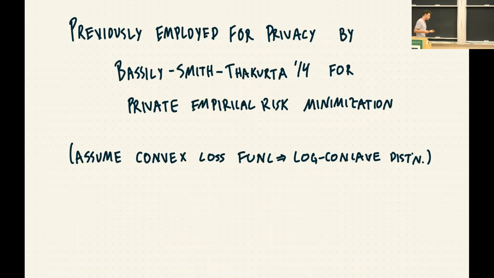So this idea, I want to be clear, is not totally new to privacy. This was previously employed in at least one highly cited paper by Bassily, Smith, and Thakurta almost 10 years ago for doing private empirical risk minimization. But in their setting, they basically were doing empirical risk minimization over convex hypothesis classes and with convex loss functions. And what that meant is that when they designed their DP mechanism, their exponential mechanism, they just sort of automatically arrived at a log concave sampling problem. And we're going to be interested in settings where you don't automatically arrive at a log concave sampling problem, and you need to do something to get yourself a log concave sampling problem.